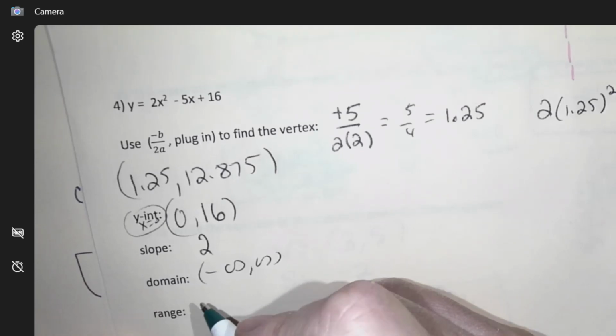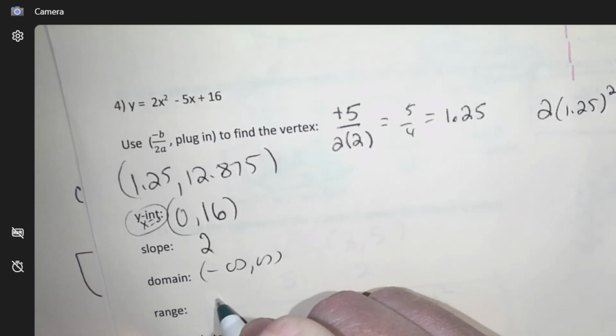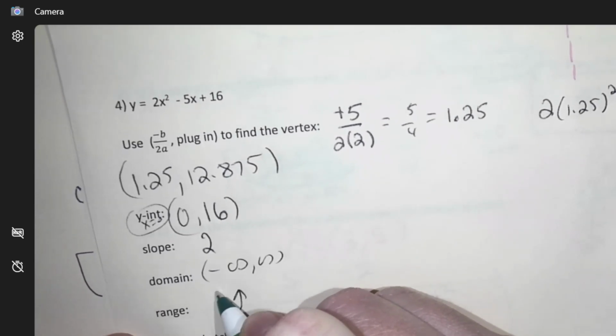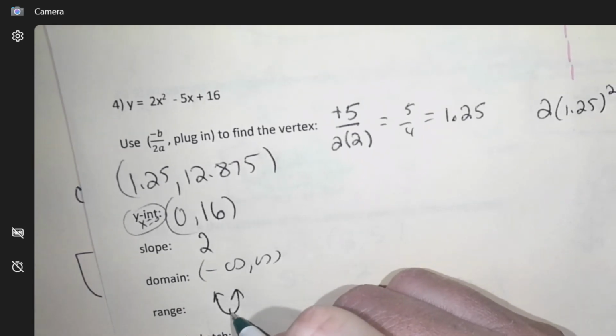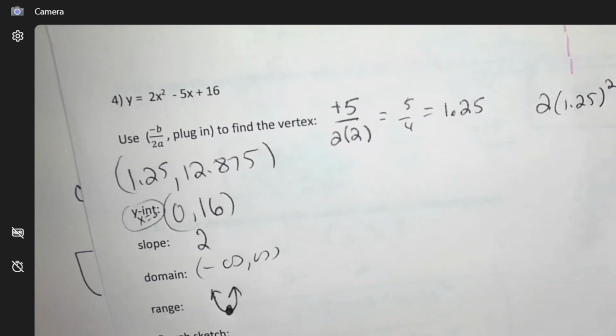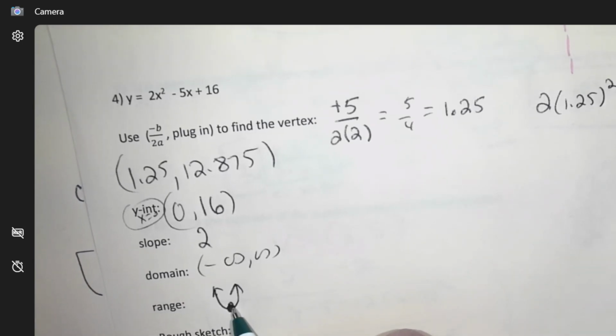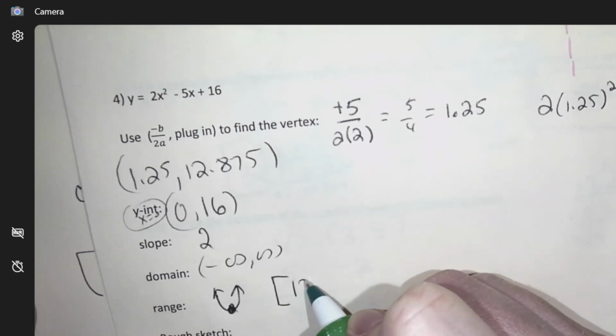And our range, so this thing is opening upward because it's just 2. So our range is some number and beyond. The lowest, so what's the lowest height?